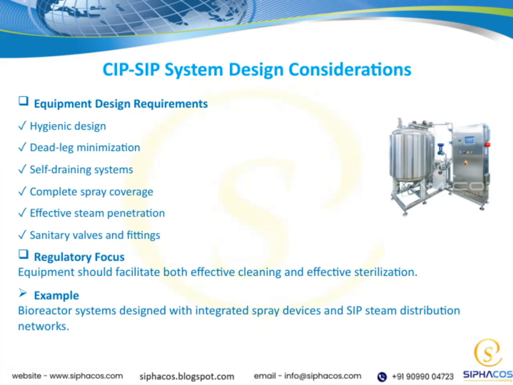When designing CIP-SIP systems, we need to keep several key equipment requirements in mind. The design must be hygienic, with no dead legs where fluid can stagnate. Systems should be self-draining, ensuring every surface is cleaned thoroughly. Complete spray coverage is essential, along with effective steam penetration for sterilization. Sanitary valves and fittings help maintain cleanliness throughout. From a regulatory standpoint, equipment has to support both cleaning and sterilization effectively. For example, bioreactors often include integrated spray devices and steam networks to meet these needs.